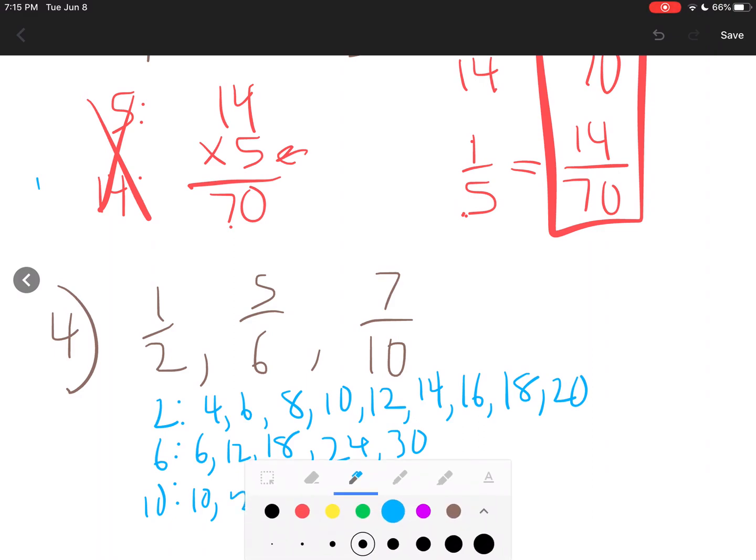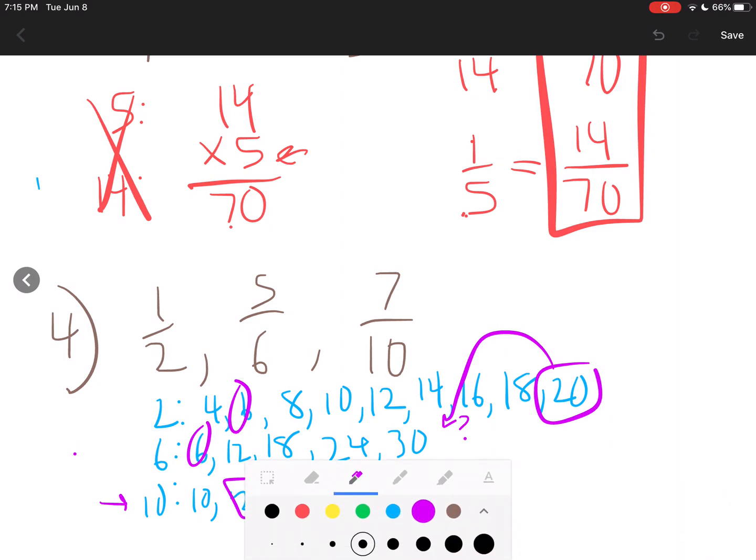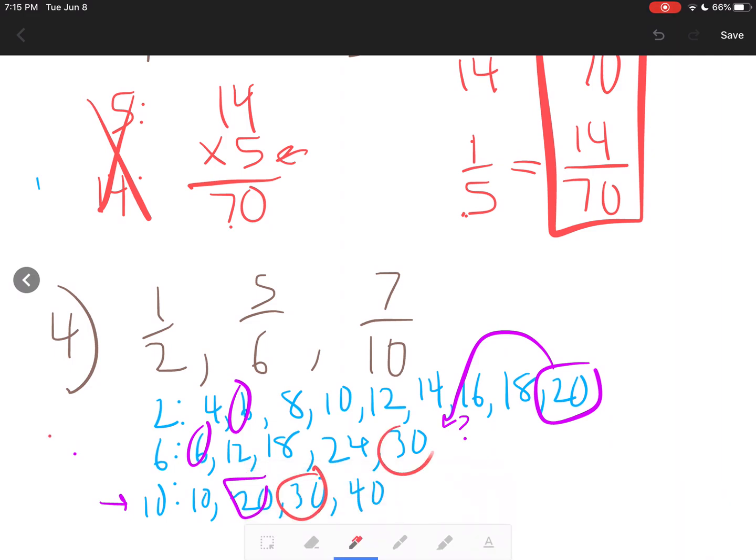Now the big thing is I need something that works for all of them. So while here I have 6 and 6, not good enough. There's no 6 down there. Likewise, I have 20 and 20, but I don't have it down there. It's missing. The first one that works for all of them would be 30. So let's do that in red. 30, 30. And then 30 would also work for 2. I just have to keep writing out some more, but eventually I'd get to 30.